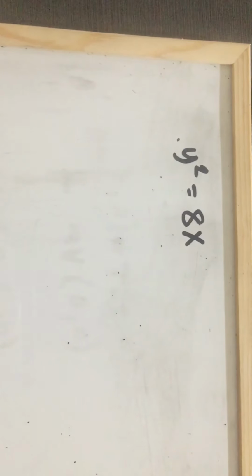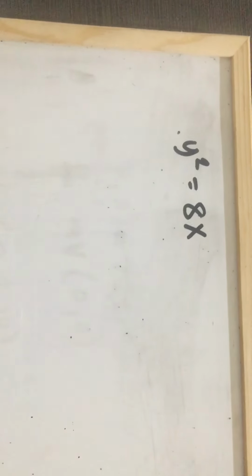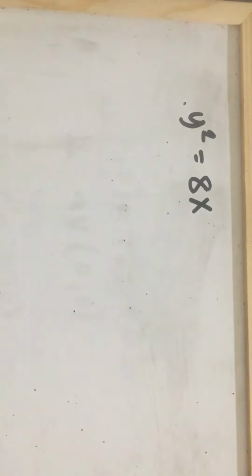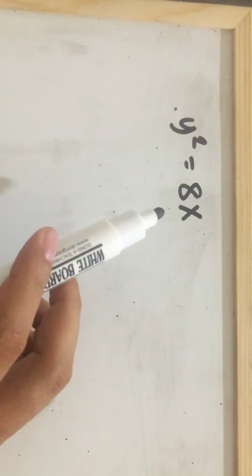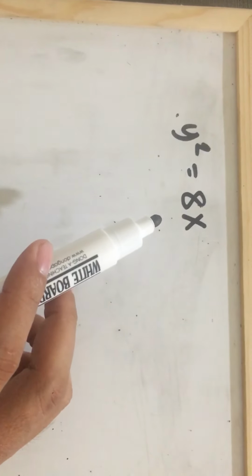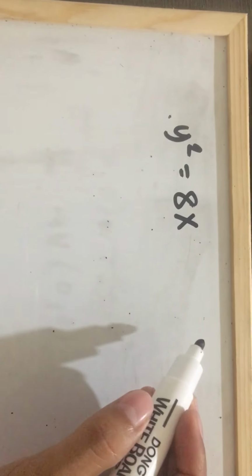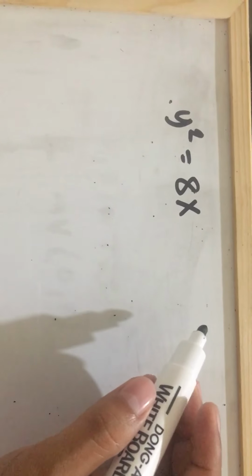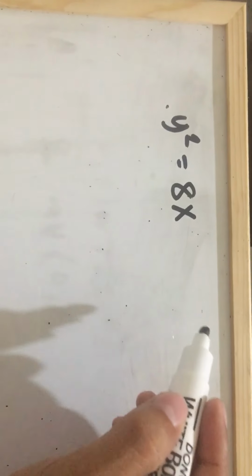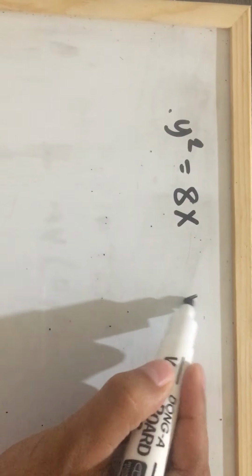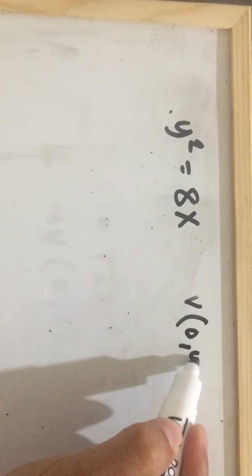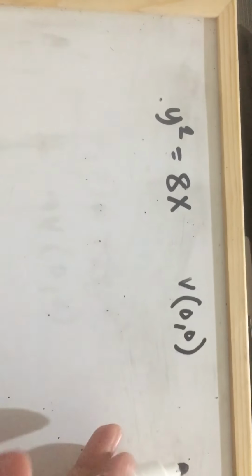Okay, so good evening. We are now in our discussion of the parabola. We have here an equation which is y squared is equal to 8x. Please do remember that in the standard form of the equation of a parabola, wherein the vertex is at the origin, there are two standard equations.